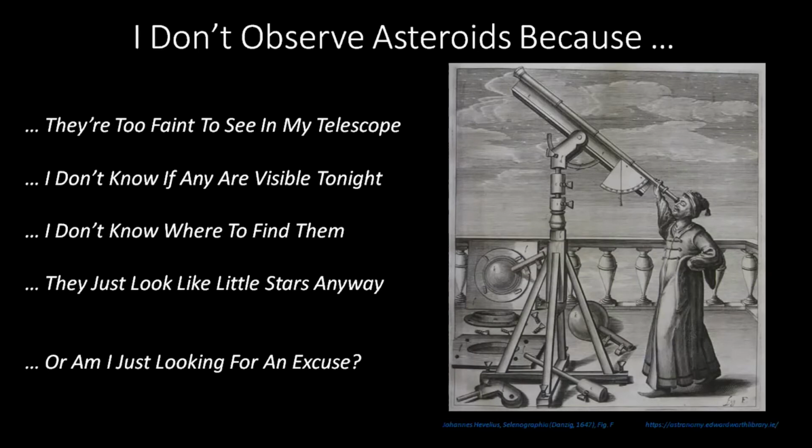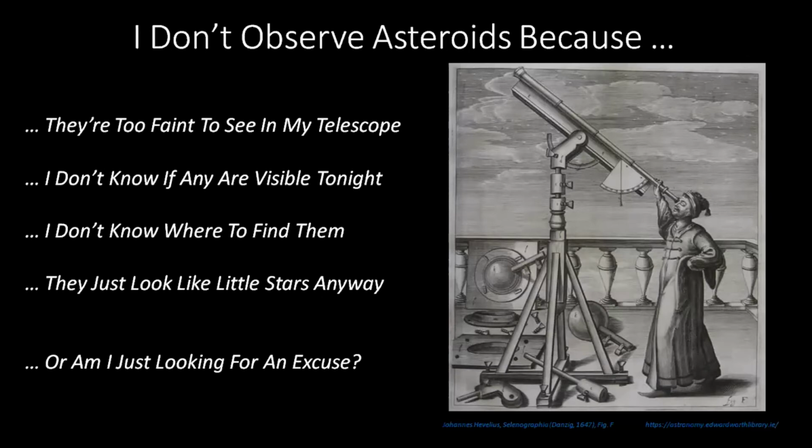And if you tell them no, they're not too faint to see in your telescope, then they'll come back with, yeah, but I don't know if any are visible tonight. And if you tell them that there are ways to find that out, they'll say, yeah, but I don't know where to look for them. And if you show them how to look for them, then they come back with their ultimate argument, which is they just look like little stars anyway.